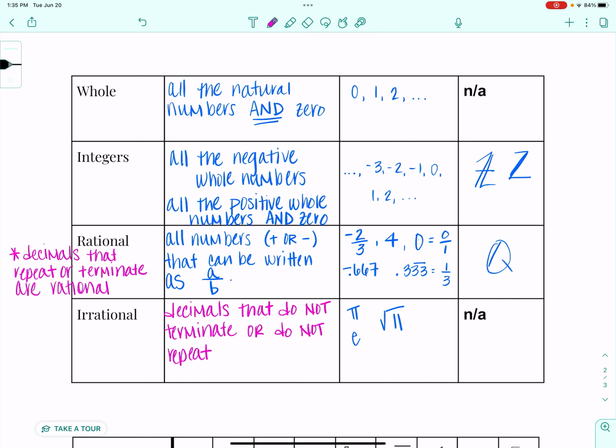The other way to find these is if you are taking the square root of an odd integer. And I don't know what I'm thinking because it's not an odd integer. It should be the square root of a prime.